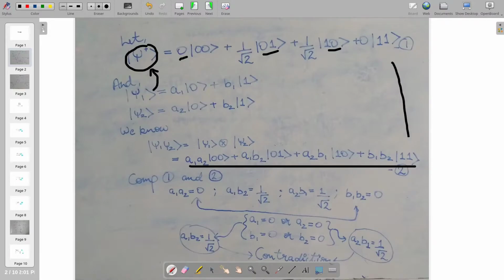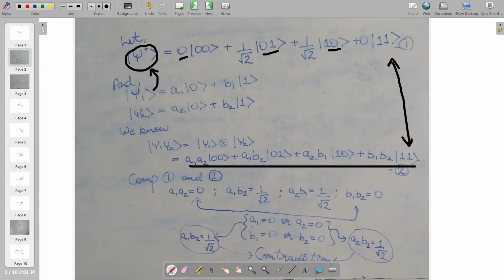Now let me compare 1 and 2. Comparing 1 and 2, we get a1 into a2 is equal to 0, a1 into b2 is equal to 1 by under root 2, a2 into b1 is equal to 1 by under root 2, and b1 b2 is equal to 0. So from these equations, we get that either a1 is equal to 0, or a2 is equal to 0, or b1 is equal to 0, or b2 is equal to 0. So we will consider each case.